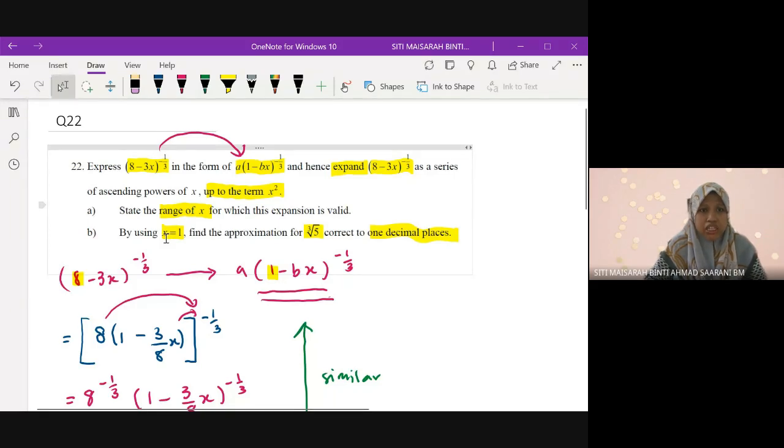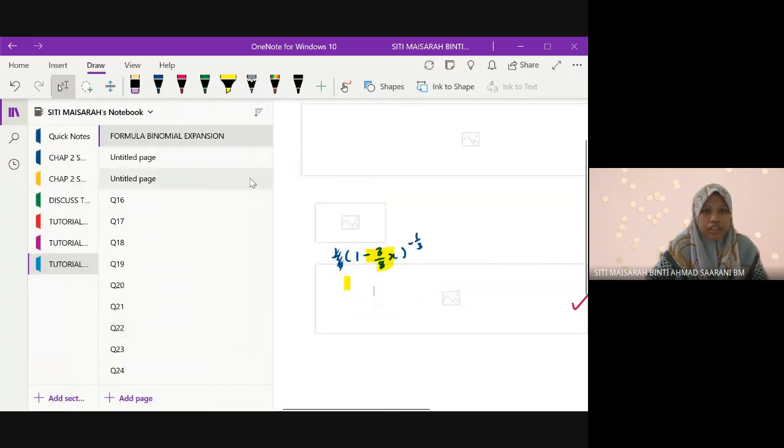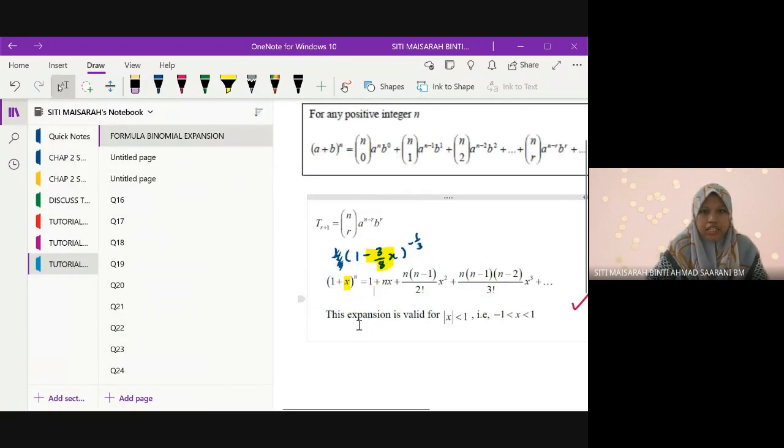Sekarang kita nak cari state the range of x. Range of x, tadi formula yang bawah ni ya, this expansion is valid for absolute of x less than 1. Kalau x awak negative 3/8 x, so then awak kena ganti kat situ negative 3/8 x lah.